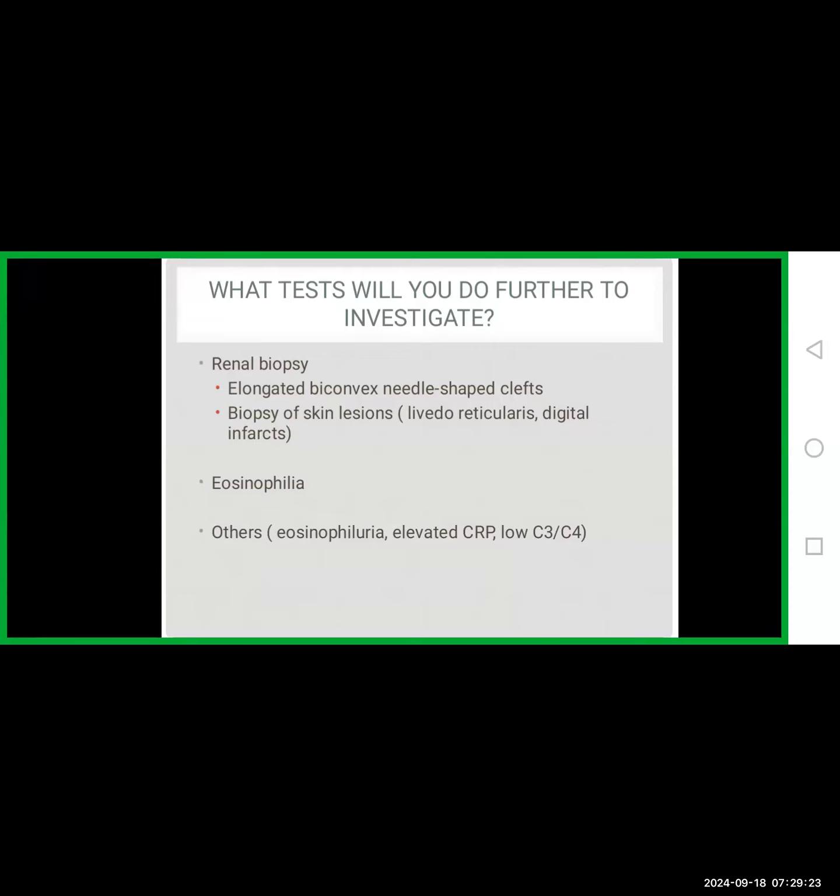Also, if skin lesions are there, like in this case, biopsy of the skin lesions, either the rhabdomyolytic or digital infarcts, might be a simpler and less invasive way of making the diagnosis. Of course, other investigations could be eosinophilia, which is very suggestive of atheroembolic renal disease. Others that are not specific are eosinophiluria, elevated C-reactive protein, and hypocomplementemia. Next slide.